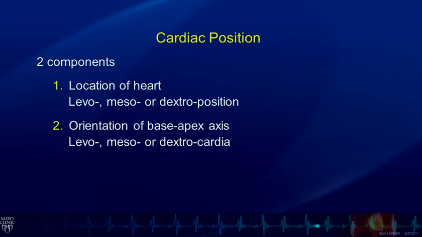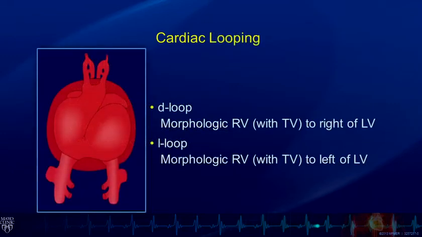Remember that if the right lung is hypoplastic, the heart might move into the right chest, but that's a dextro position rather than dextrocardia. So we want to look at the position of the heart in the chest, but also the base to apex orientation, and both of those are very important.